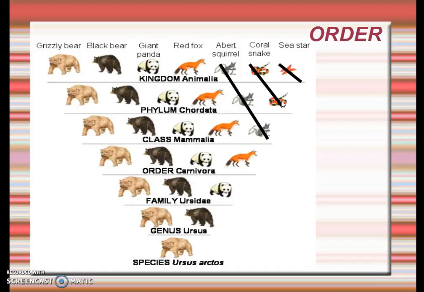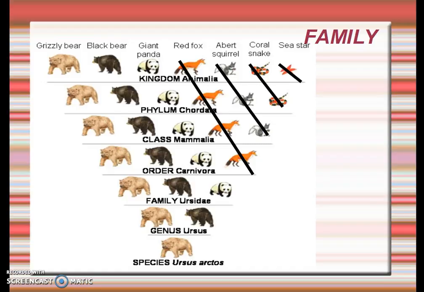In order, the distinction in question is carnivore. Or do they eat meat? As we can see, all these organisms eat meat, except for our little squirrel friend who didn't make it. So bye-bye squirrel. And now we move to the next level, which is family. This is the family of Ursidae.